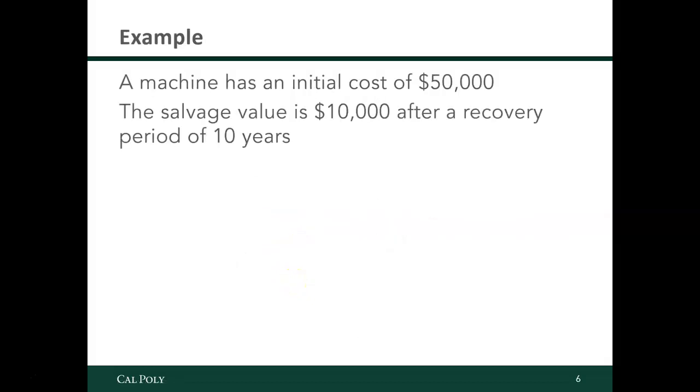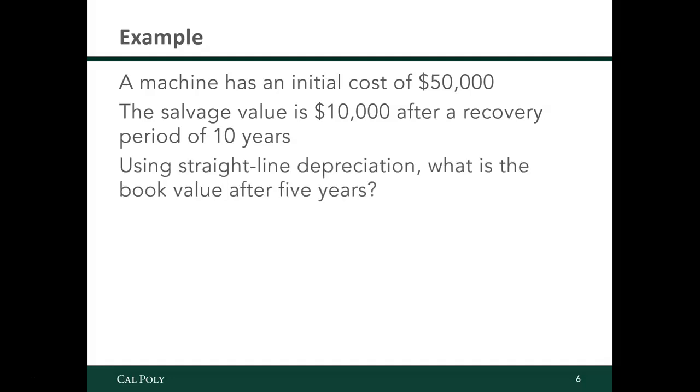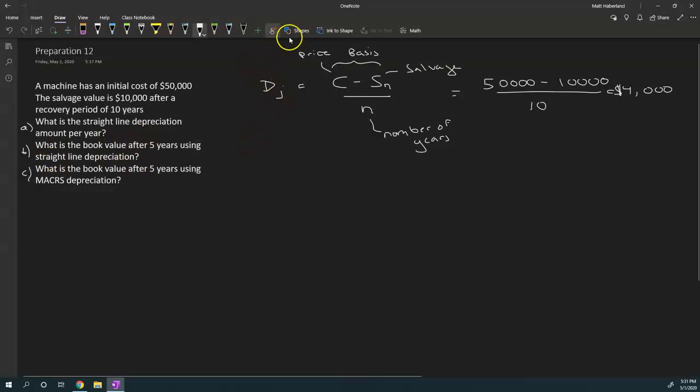Okay, next question. A machine has an initial cost of $50,000, same thing. But we're asking now, using the straight line depreciation method, what's the book value after 5 years? So let's switch over. What's the book value after 5 years? The book value, the symbol for that is, so this is part A. This here is B. The book value after 5 years, well, I'll just put T initially, and I'll substitute.